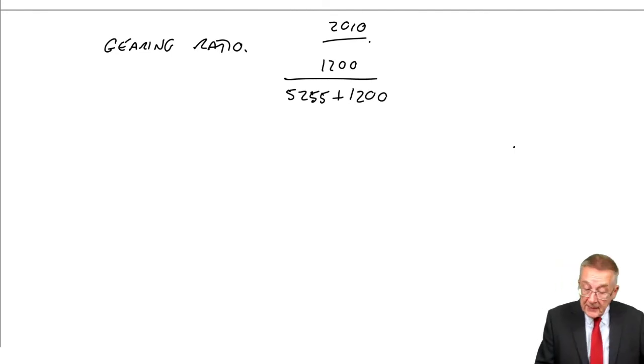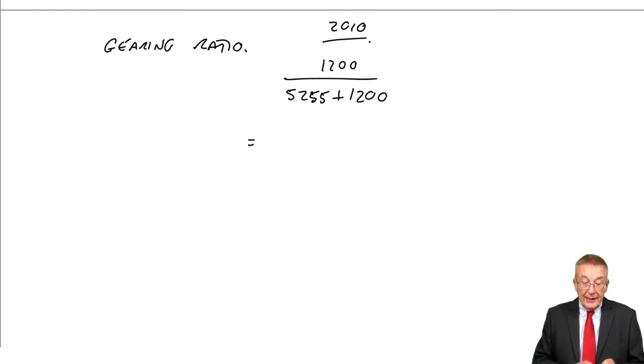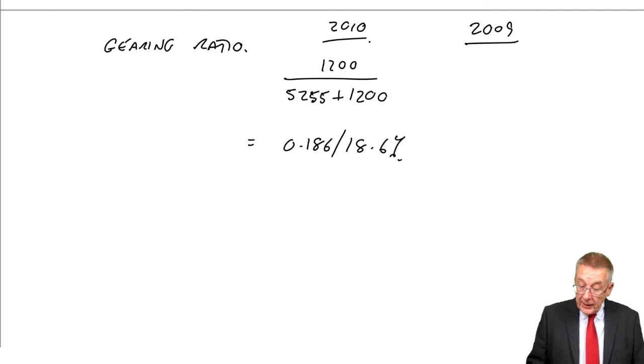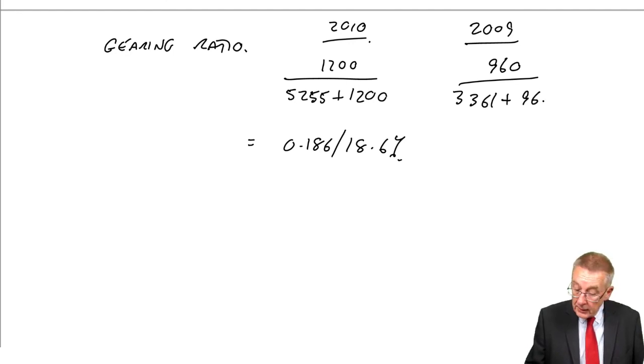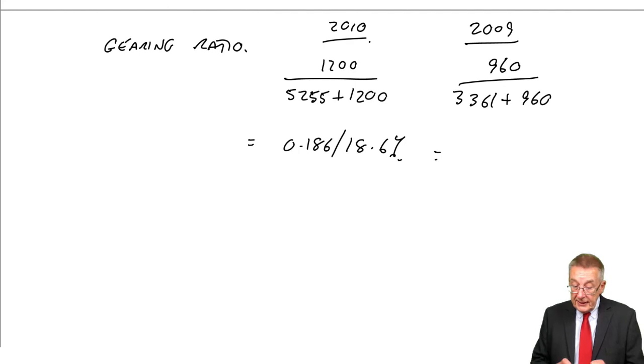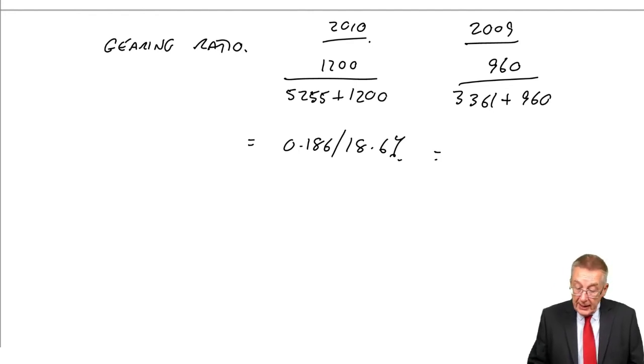What proportion of that is coming from non-current liabilities? Well, 1,200 divided by 6,455. I get 0.185, 186, or 18.6%. Before I say any more, in 2009, what was it? Long-term borrowings, the non-current liabilities, 960. The total capital, share capital plus non-current liabilities. So the proportion that's long-term borrowing, 960 divided by 4,321 is 0.222 or 22.2%. You can express it either way.